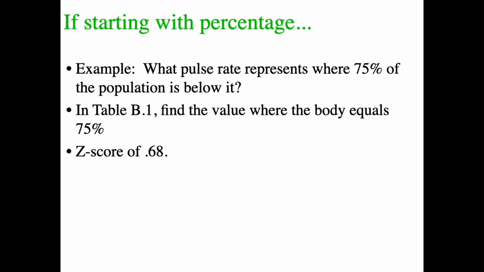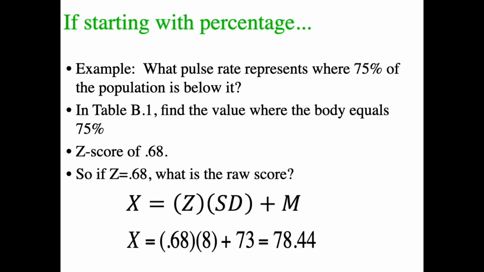And in order to do that, I have to go back to the problem that said what's the mean and the standard deviation here. So the mean of pulse rates is 73, the standard deviation is 8. So I can go ahead and plug in to try to find my x, my pulse rate here. Take the z-score of 0.68, multiply it by 8, the standard deviation, add the mean to it, that's 73, and I end up getting an x of 78.44. So the answer, ultimately here, the pulse rate that represents where 75% of the population is below it, is 78.44.